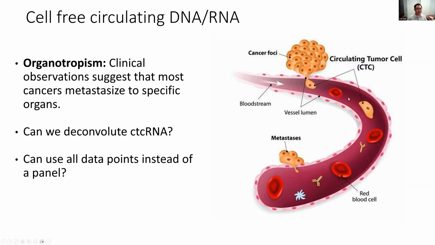So I was thinking, can we capture those, extract RNA, and then deconvolute it so we know where it is from? There's a term called organotropism. This term means clinical observations suggest that certain cancers metastasize to specific organs. Once the cancer has metastasized, it starts to shed RNA from this site too. So can we tell if there's some RNA from this site, so that we can detect metastasis earlier? I was hoping for that. And how can we do it better than a panel? This is the motivation.